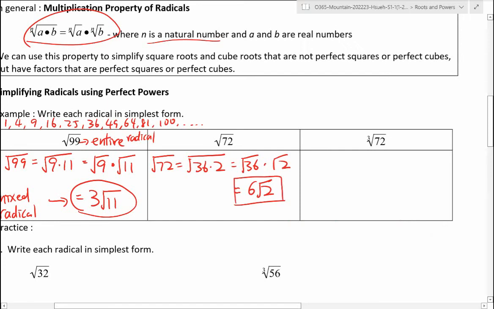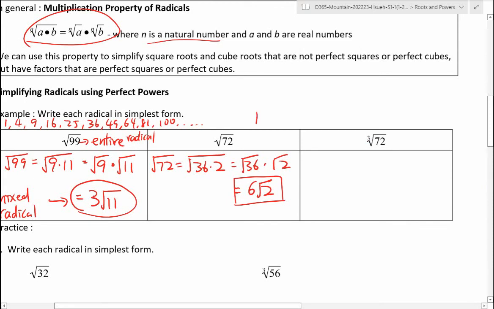Now let's take a look at the cube root. How is that going to be different or similar? Well, the method's the same. You're still looking for a factor, except this time we don't look for a perfect square factor. We're looking for, you guessed it probably, since this is a cube root, a perfect cube factor.